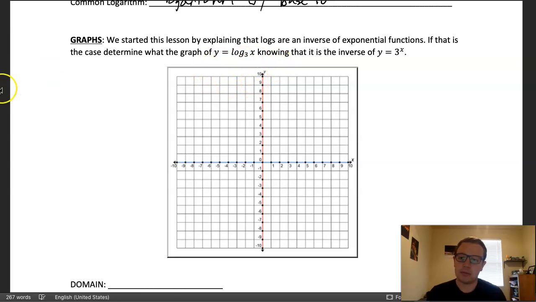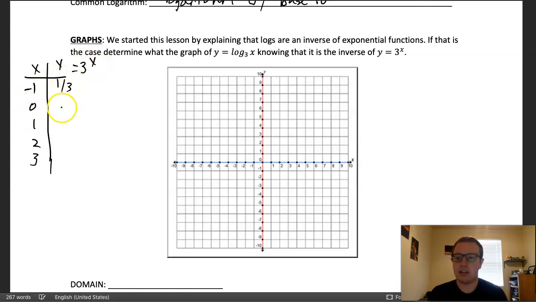So we're going to start by looking at y is equal to 3 to the x. Let's take some values here, x and y. We'll go from -1 to 3. And so for y is equal to 3 to the x, 3 to the -1 is 1/3. 3 to the 0 is 1. 3 to the 1 is 3. 3 squared is 9. And 3 to the 3rd is 27.